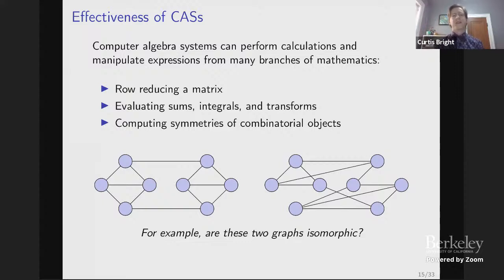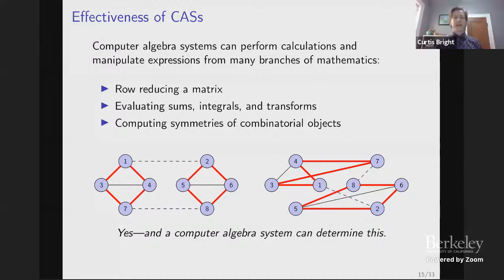Another example on the slide here is you give it 2 separate graphs. These have 8 vertices, and each vertex has degree 3. And the question is, are they isomorphic? Are they actually the same graph in disguise? In this case, you give it to a CAS like Maple, it'll come back with not just the answer, it'll tell you, if they are isomorphic, an explicit permutation of the vertices which will make the graphs the same. I've color-coded some edges here to show you the structure and reveal that, yes, these are the same graphs.